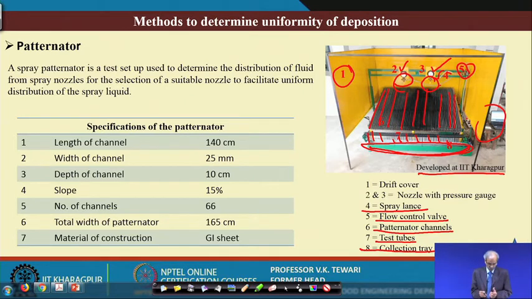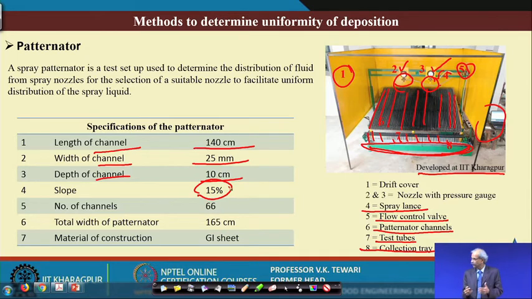You can see here the specific dimensions, which are worth knowing, because suppose you want to make a patternator at your location to do this study. So, we have here the length of the channel about 140 centimeters, width of the channel about 25 millimeter, depth of the channel 10 centimeter, and slope about 15%, because the liquid has to fall here.